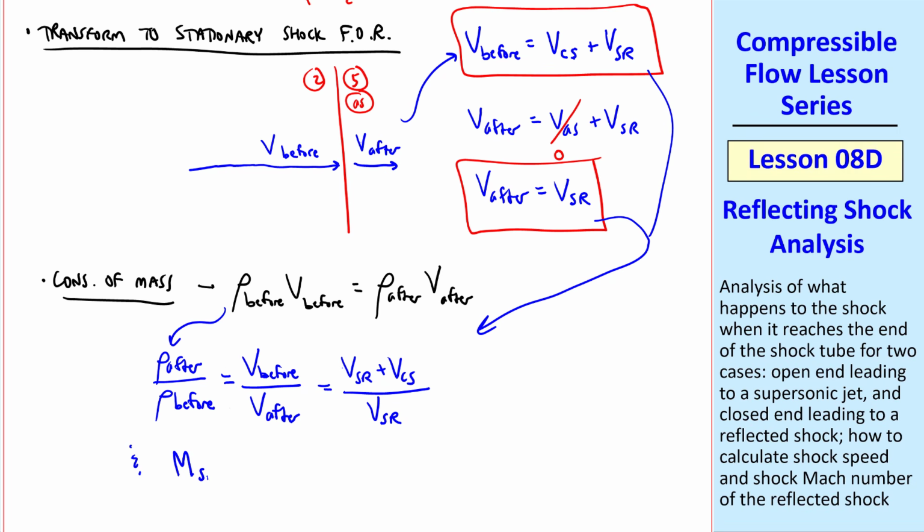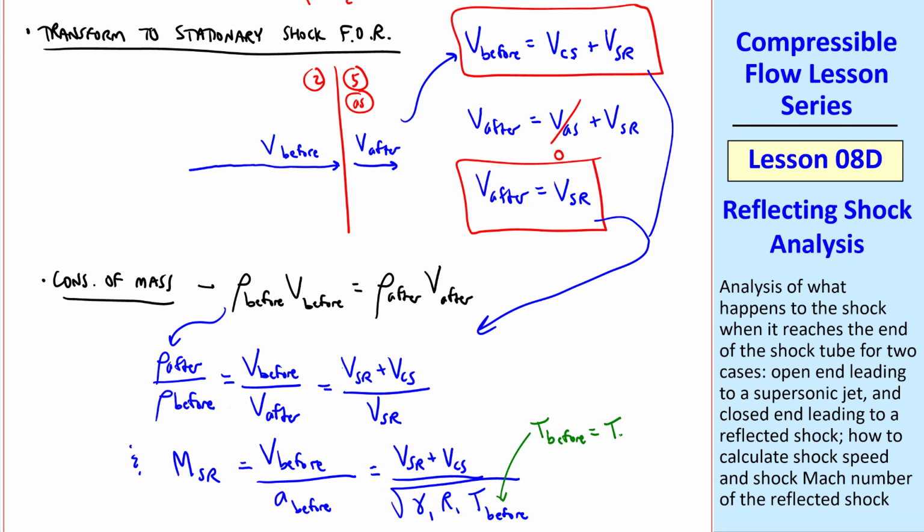And we also know that MSR, the Mach number, is V before the shock over A, speed of sound, before the shock. Again, using this equation for V before, this is VSR plus VCS over square root of gamma 1, R1, T before, which is the same as what we had called T2, which is known. So this denominator is known and VCS is known, but we need to find VSR and MSR. Well, we have these two equations, but we need an expression for this ratio of densities to MSR in order to be able to solve this problem.